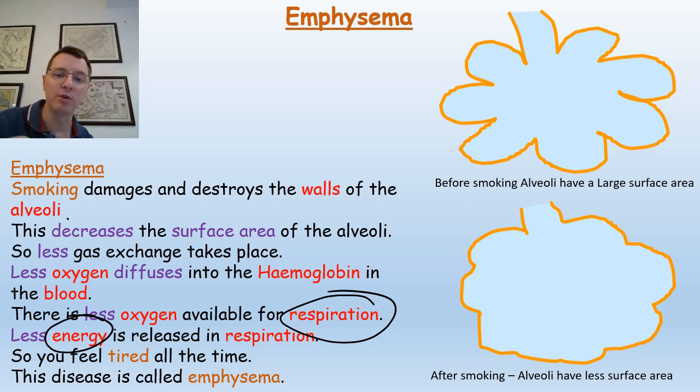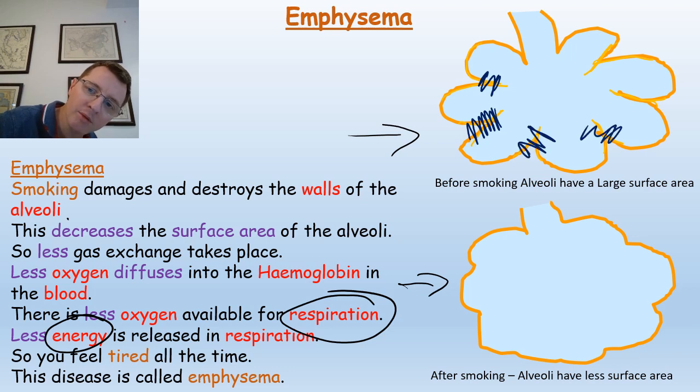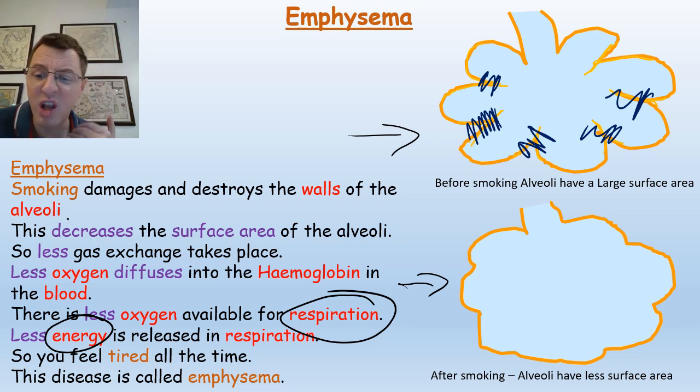If we just have a quick look at the two diagrams that we've got over here, you can see the difference. On this first diagram, we have lots and lots of walls of the alveoli. Each wall, each orange line that you see here, is a place where gas exchange can happen. The more orange lines we've got, the more gas exchange can happen and the more oxygen can reach into your body. But when you smoke, the tar damages and breaks down these walls. So because these walls are being destroyed, you end up with a much larger alveoli, but with much less surface area, as you have below here.